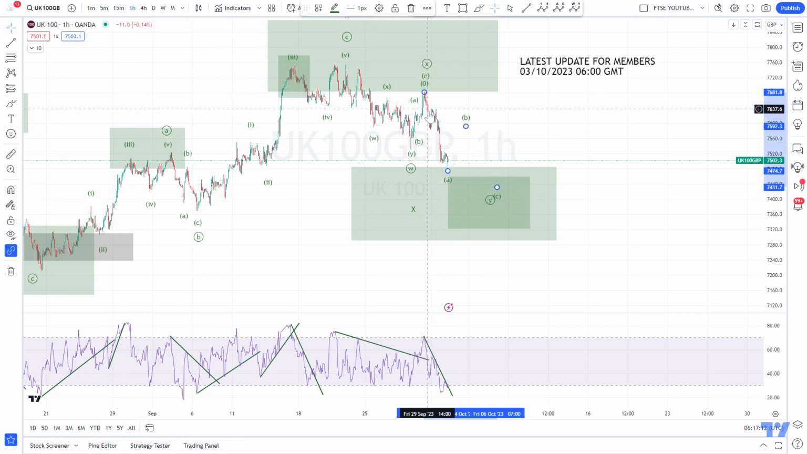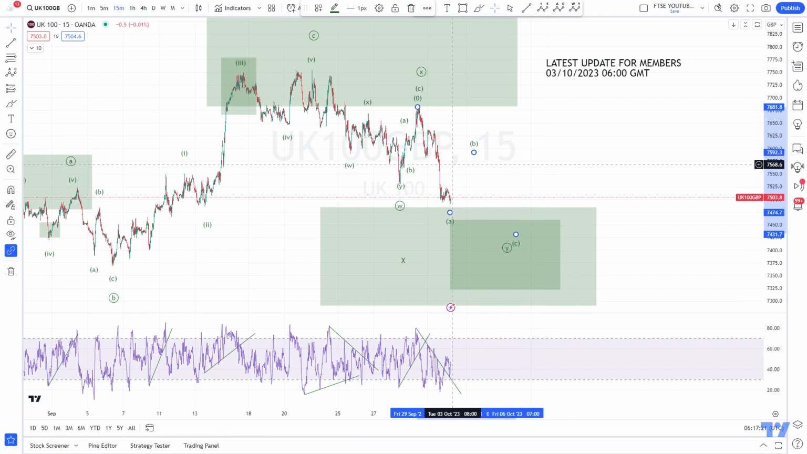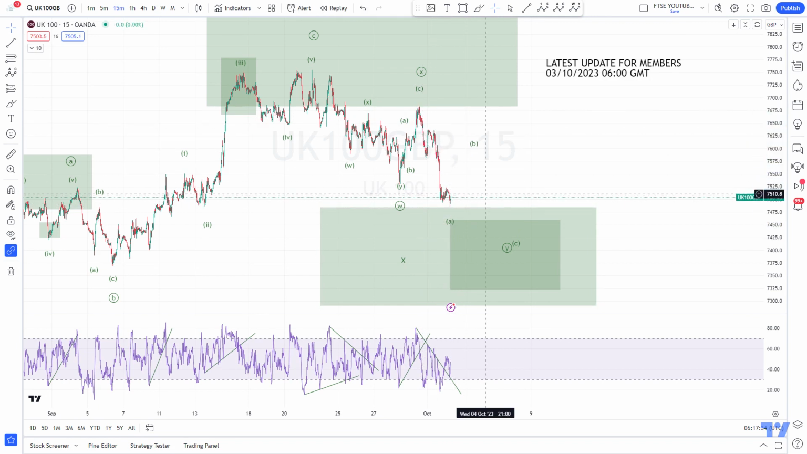I do not really see, this looks impulsive in my opinion, especially if we go to the 15 minute here. 1 2 3 4 5, we end with divergence. This looks like an impulse, so I would count this as a wave A, and then it means we need a wave B up followed by a wave C down.